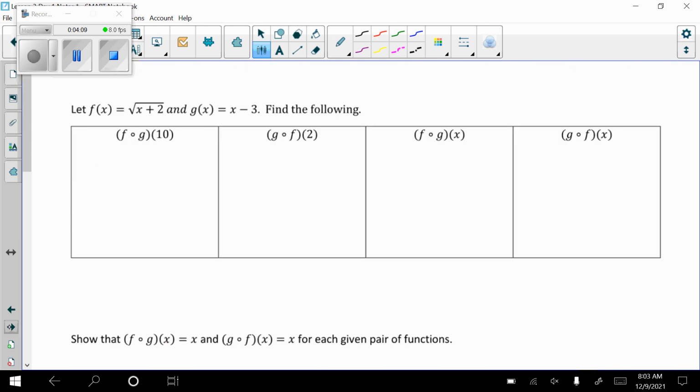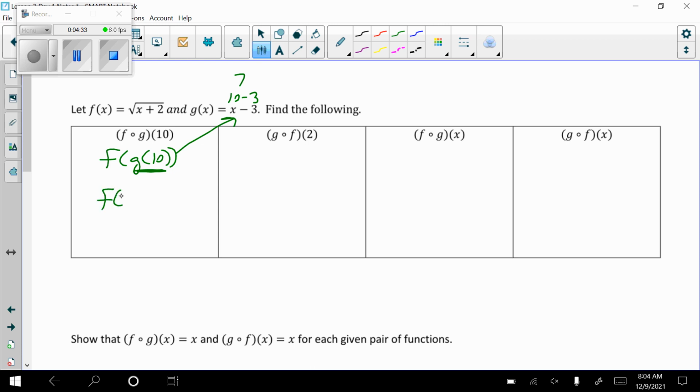Okay, so let's practice what I'm talking about here. The first thing that I do is I rewrite this as f of g of 10. Remember how I said you're working from the inside out. So we're starting right here, and I'm going to plug this into the g of x function. So 10 minus 3 is 7. So that 7 is what I'm plugging into the f function.